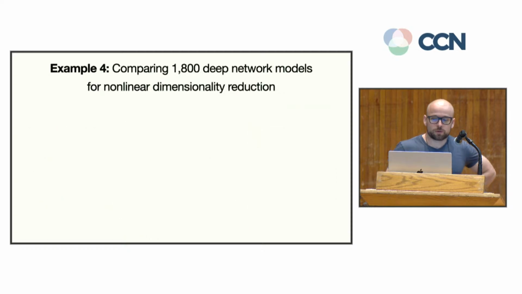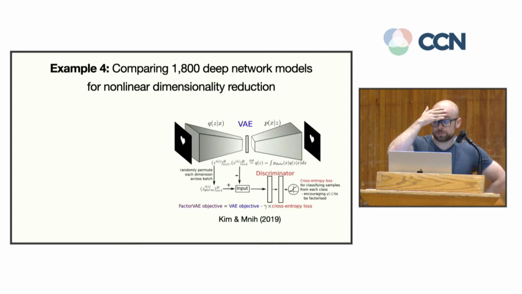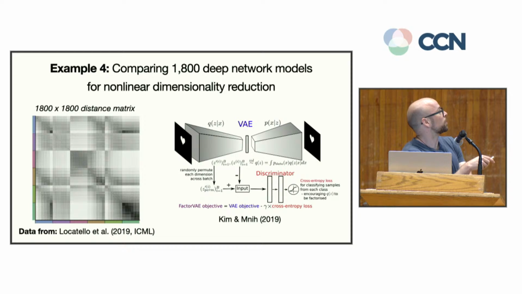Okay, and then finally, I want to quickly mention that we are interested in applying this approach to deep artificial networks as well as to biological data. So in the machine learning community, there's a lot of interest in using deep networks for nonlinear dimensionality reduction. But as you might guess, given the ballooning size of the machine learning field, there's a lot of different approaches for doing this. So in this analysis, we're taking data from this paper from Locatello et al., published in 2019.